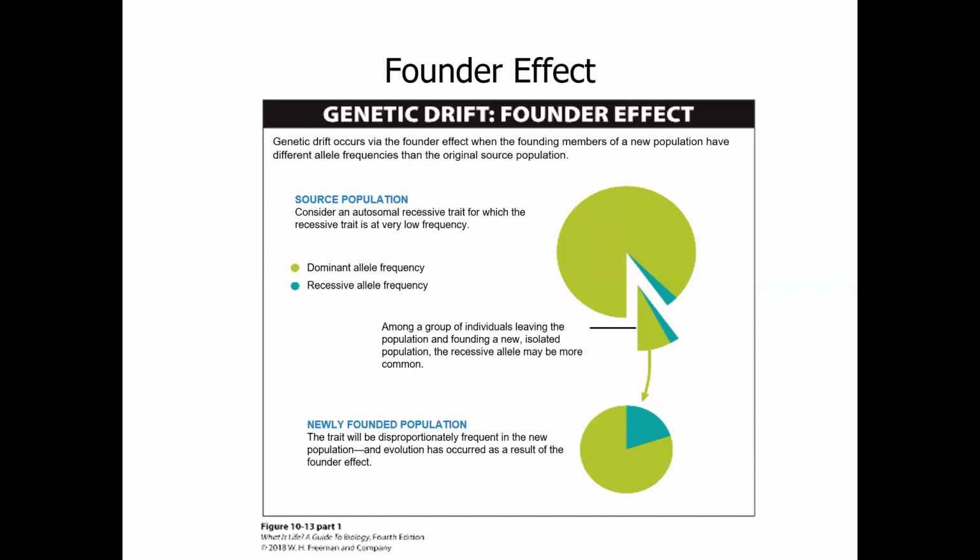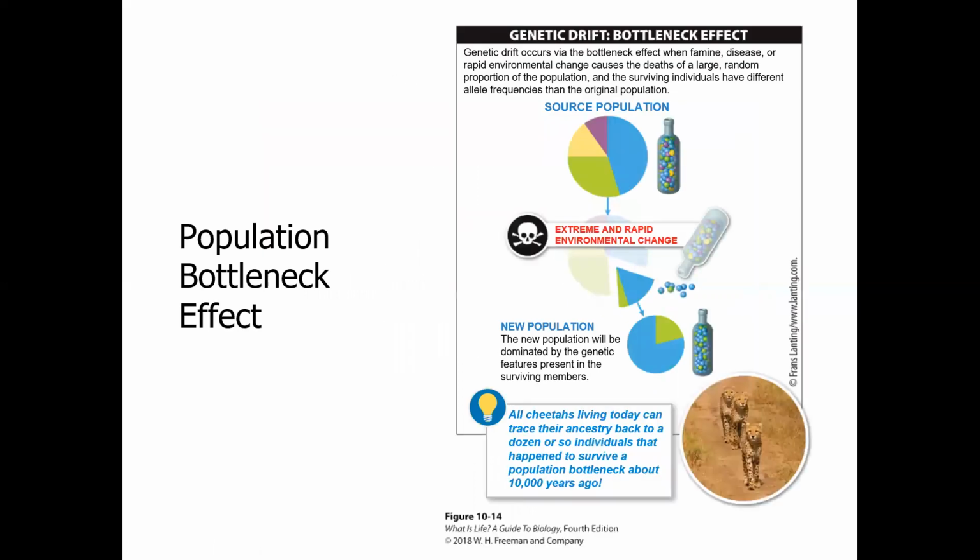The second way that genetic drift occurs is called the bottleneck effect. And the bottleneck effect is when you have a population that gets quickly reduced to a small fraction of their original size because of some large external change. So for example, with our source population up here, we have a bunch of different alleles, not necessarily dominant and recessive in this case, but we have blue, purple, yellow, and green. And there are just four alleles we have for some trait. And we can have what's called extreme and rapid environmental change. For example, let's say we had a fire.